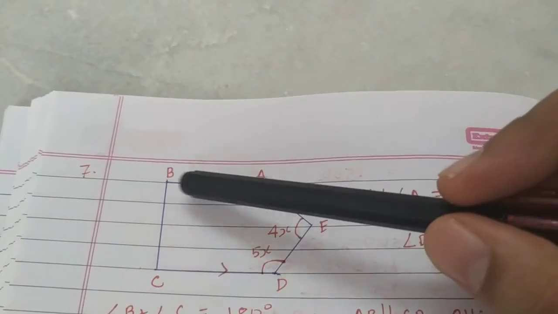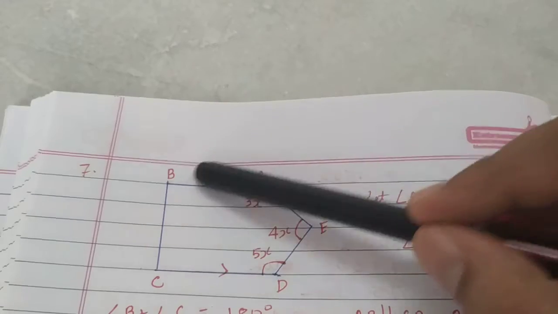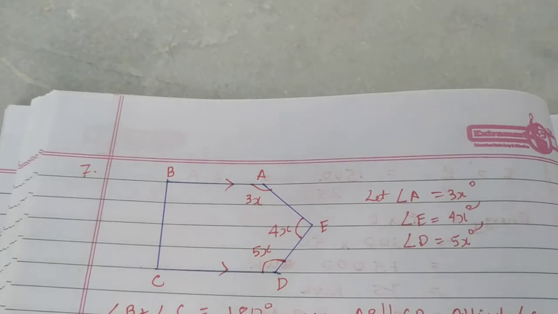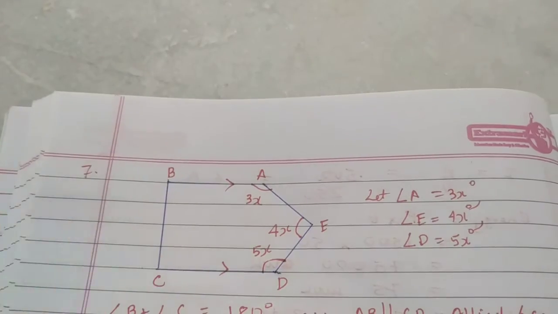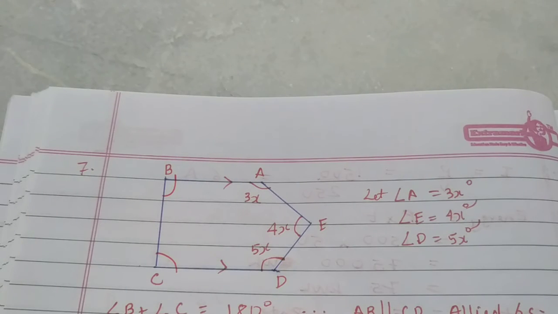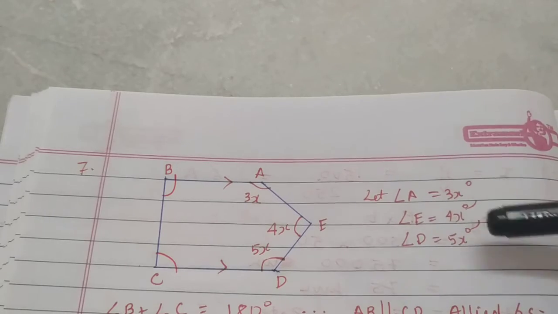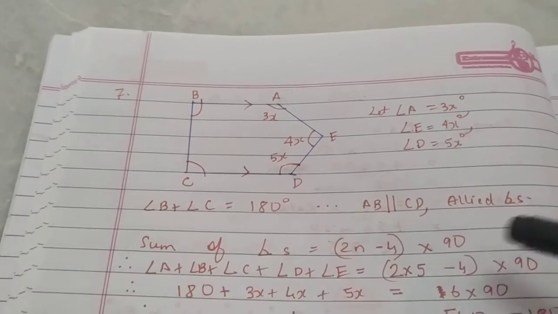That doesn't mean that angle B and C are 90 degrees each, but the sum of angle B and C will definitely be 180 degrees. That's a property of parallel lines. The co-interior angles, also called the allied angles forming a C between the two parallel lines, are always supplementary. And the remaining 3 angles, since their ratio is given, we'll assume them to be 3x, 4x and 5x respectively.